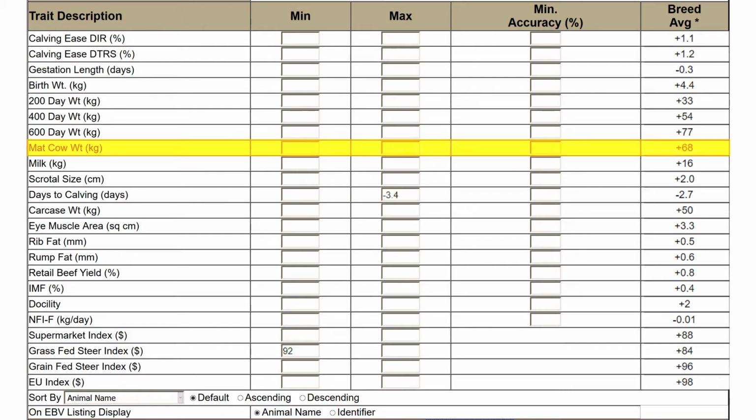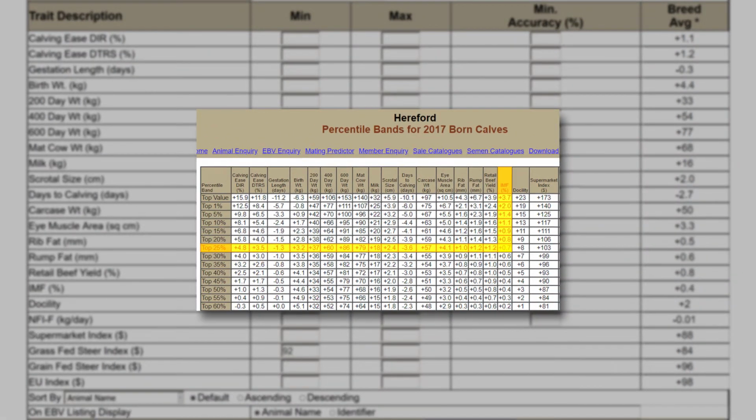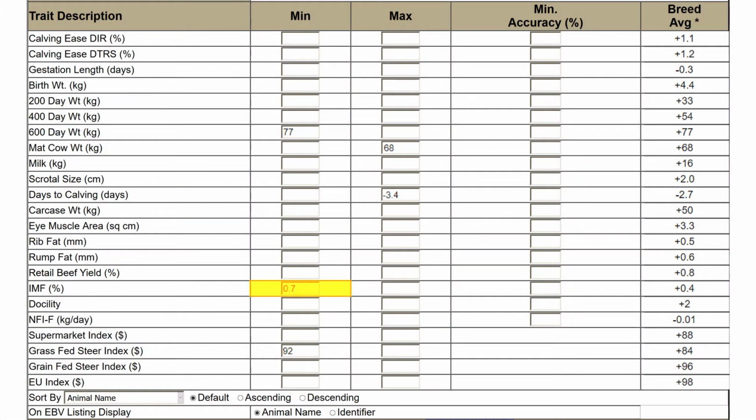If mature cow weight is important to your operation, you'll want below breed average. You'll find breed average values down the right-hand column. For this trait, it's plus 68, so add this number to the maximum column, as you want moderate-sized cows. You might also want better than breed average for 600 day weight. Breed average is plus 77, so add this to the minimum column. Finally, you wanted intramuscular fat in the top 25%. So enter plus 0.7 in the minimum column.